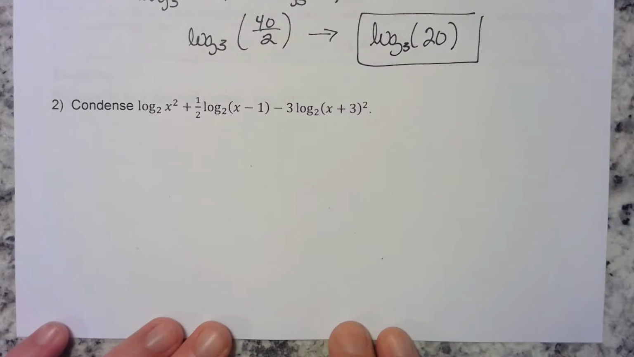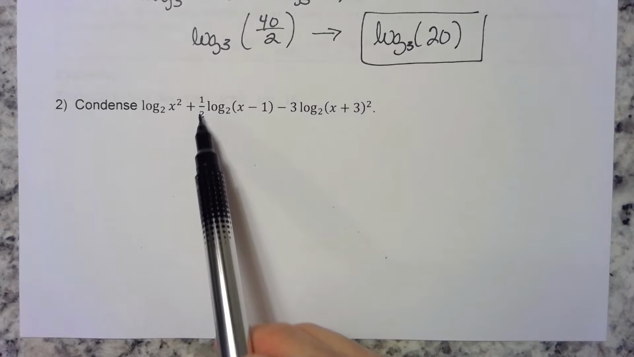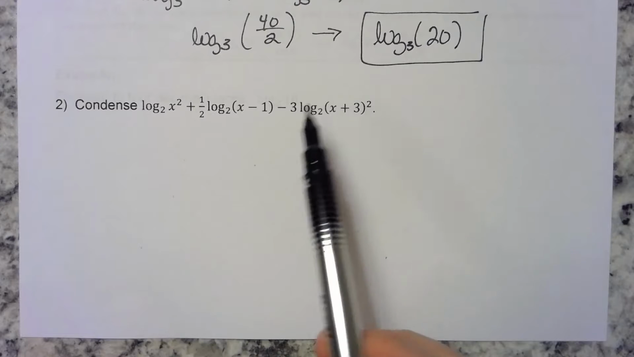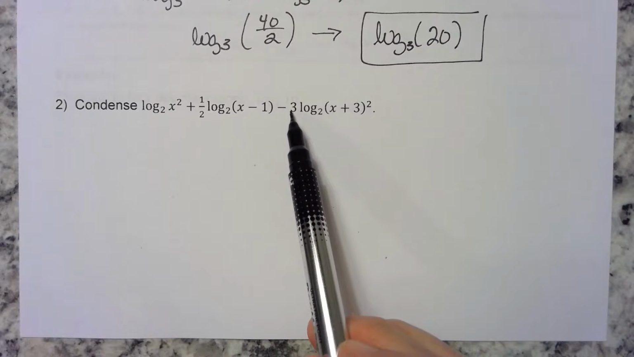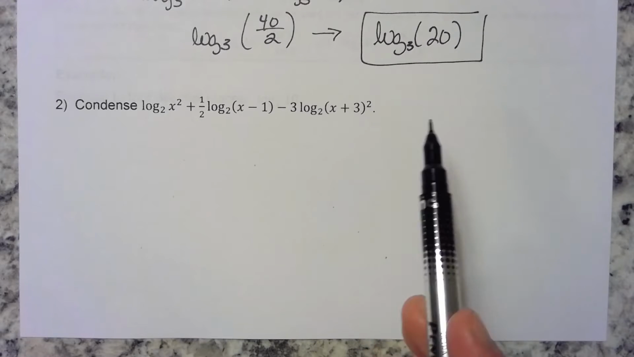Let's try that again. So we have addition, we have subtraction, we have all kinds of things going on. We have a number sitting in front of the log, which means it's going to be our exponent. Here's a number sitting in front of the log, which means it's going to be an exponent. That's going to be interesting, right? Let's see what happens here.